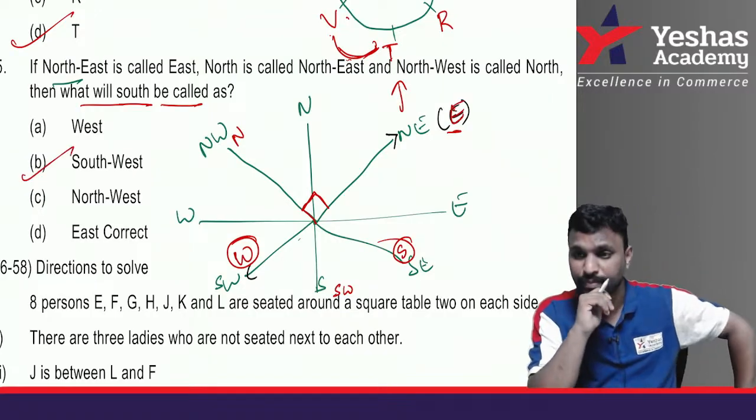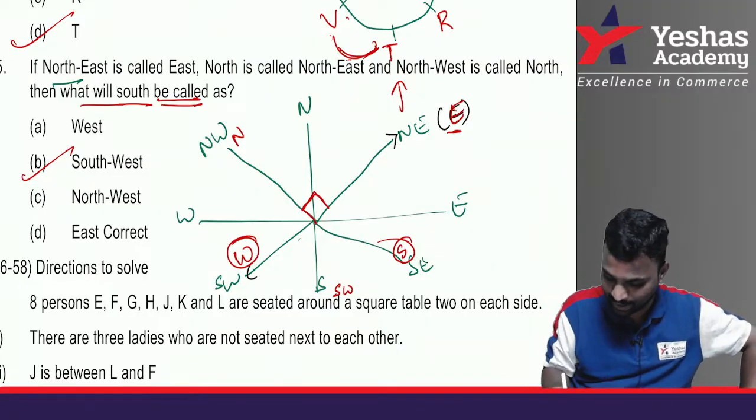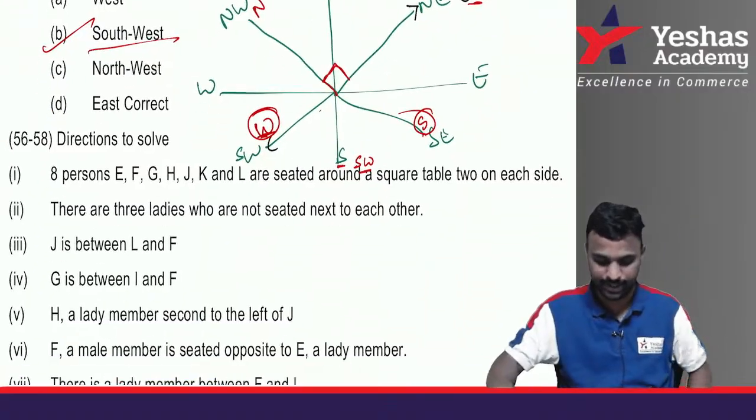Have you understood? What will south be called as? South will be called as southwest because it is between west and south, or south and west. The answer for this question is southwest.